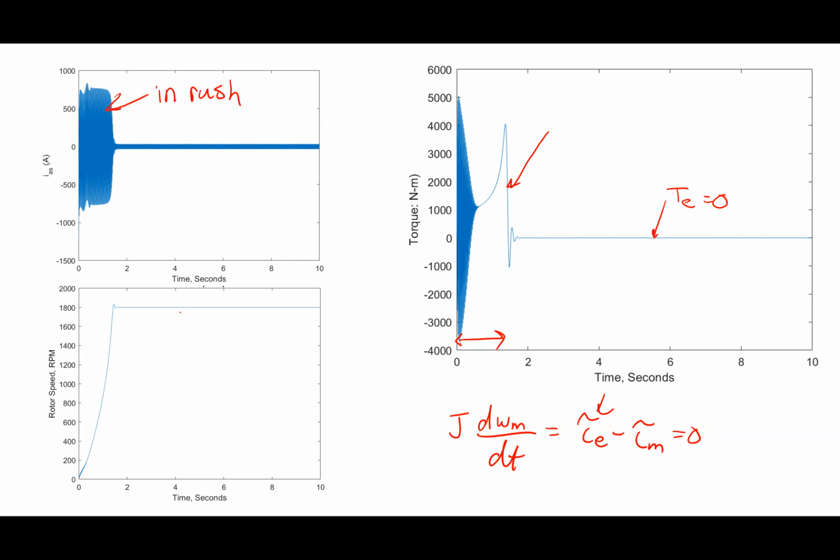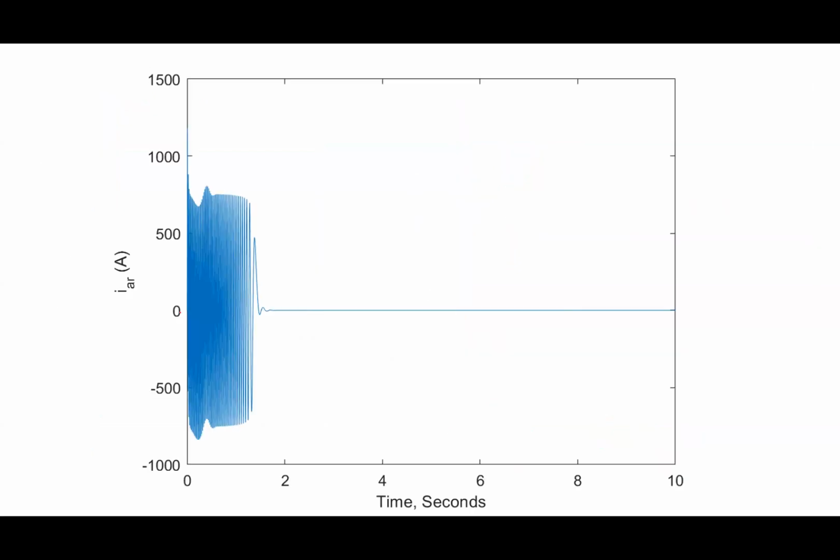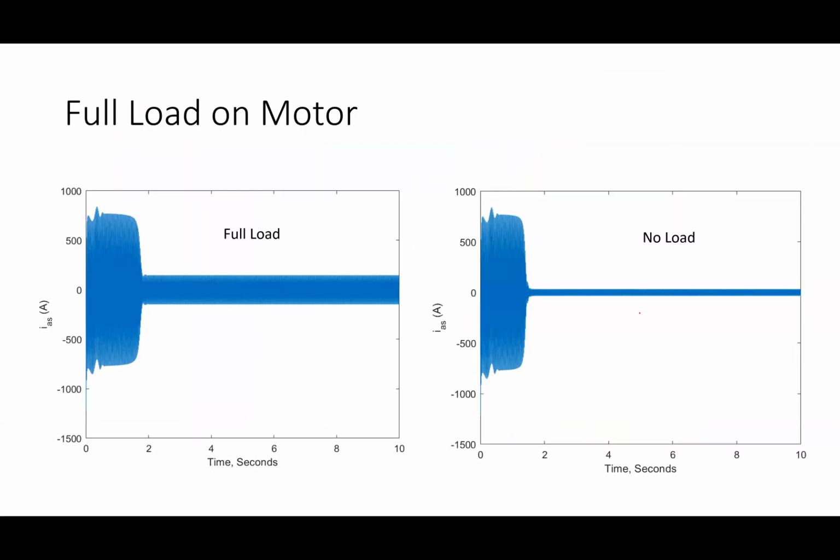Now, I did this in simulation, so I can look at the rotor current. This is what the rotor current looks like. By the time I get to steady state, how much current do I have there in the rotor? 0. There's nothing there. Now I put him under full load. To just compare, if I look at the current in steady state versus the current at no load, which one's more? The full load, right? There should be more current.